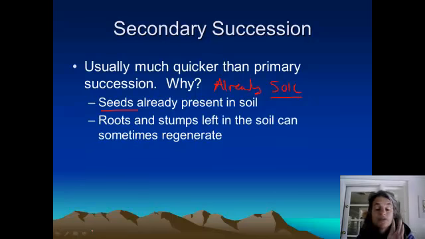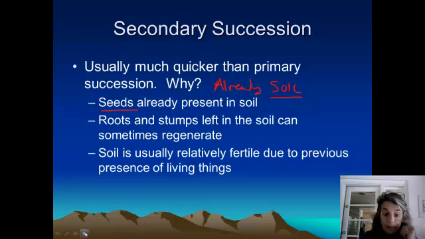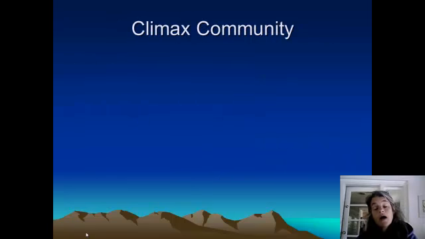Okay? Roots and stumps that may be left in the soil can sometimes regenerate themselves. You probably have seen that. Sometimes a tree is cut down, yet little sprigs of life come out from that tree stump. The soil also is usually pretty fertile because of the other things that once lived there. So secondary succession happens much more quickly. And we've had tons of it right around us.